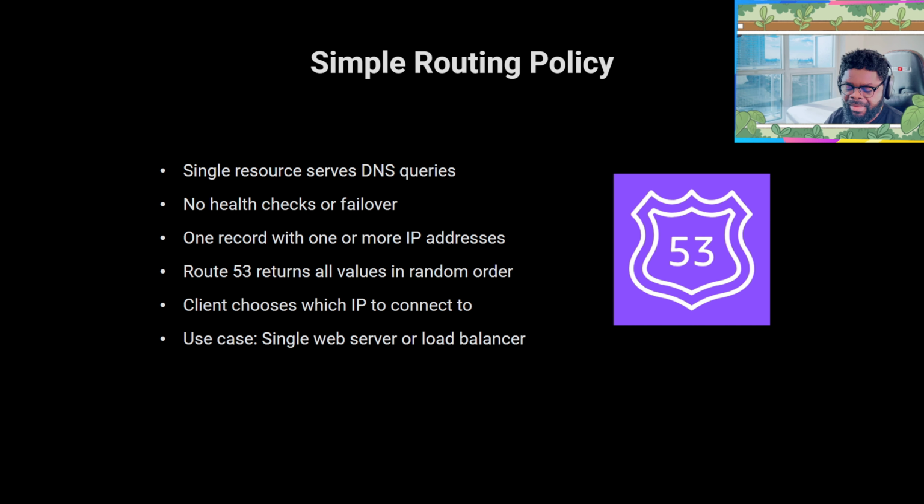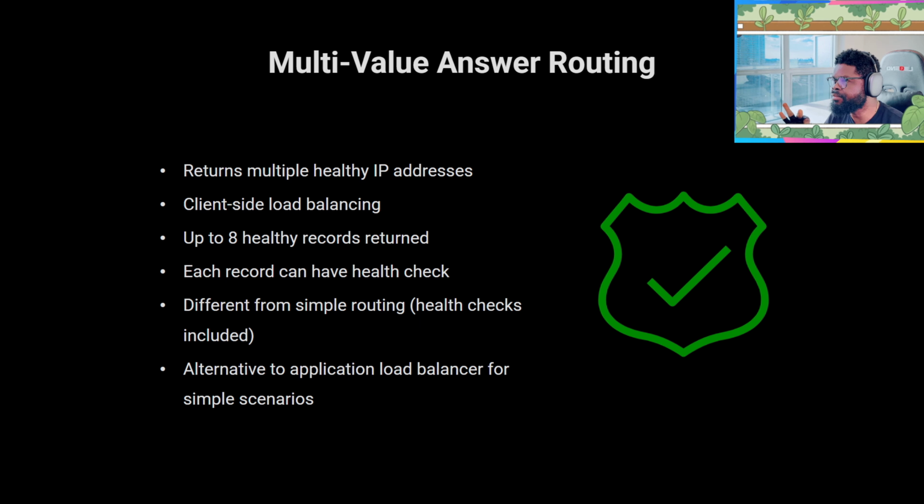For simple routing, the use case is a single web server or load balancer. Say you have an EC2 machine you just want to expose on the internet. Why not? If you don't have any complex requirements around how the routing should happen, you could just use this very simple routing. There is also multi-value answer routing, which returns multiple healthy IP addresses. That's one thing you should take note of. It's similar to what we just discussed.